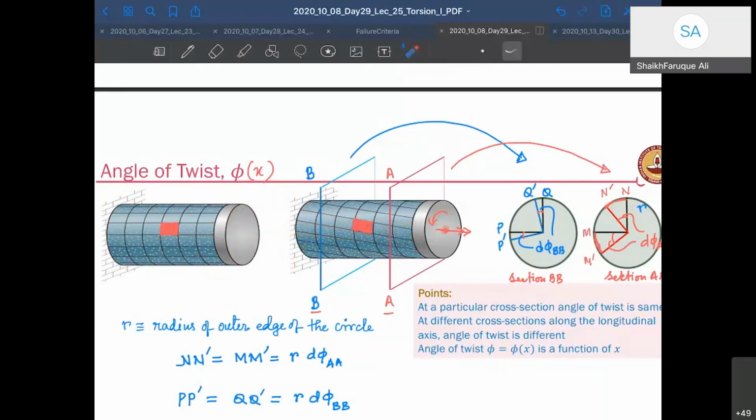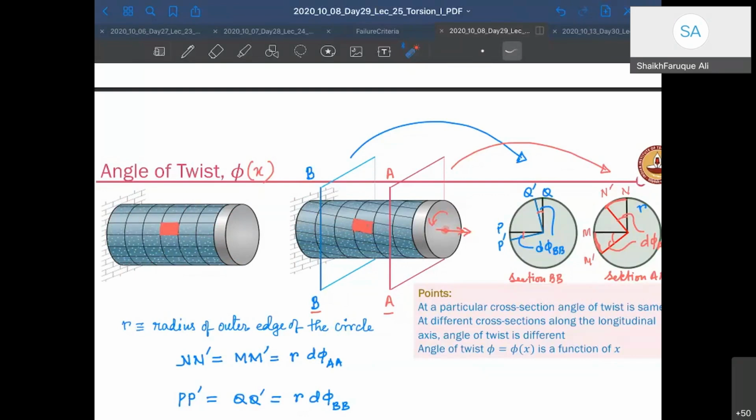That's called shear strain. We already know that. Now, how do we calculate this shear strain? To calculate that shear strain, we have to calculate the angle of twist. How do you get the angle of twist?